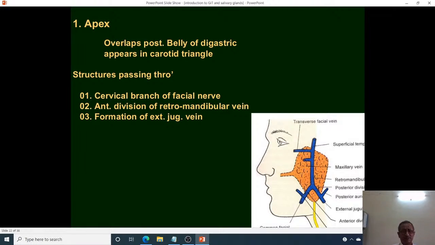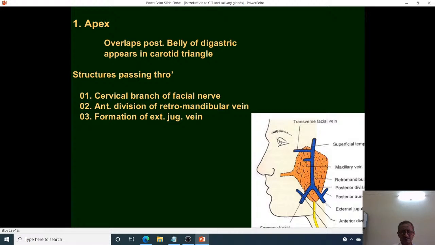Okay, now the apex. The apex overlaps the posterior belly of digastric and appears in the carotid triangle. Structures passing through the apex are the cervical branch of the facial nerve, then the anterior division of the retromandibular vein, and the formation of the external jugular vein. This is the anterior division of the retromandibular vein, and this is the posterior division, which along with the posterior auricular vein forms the external jugular vein.